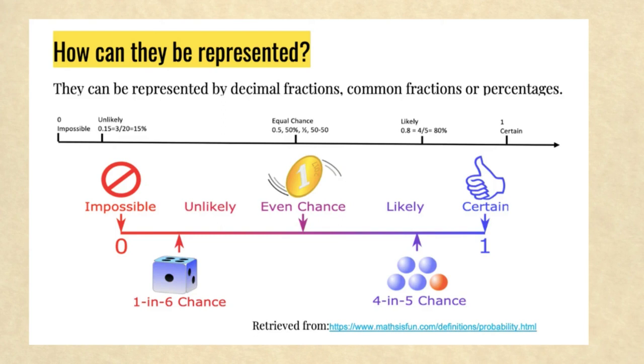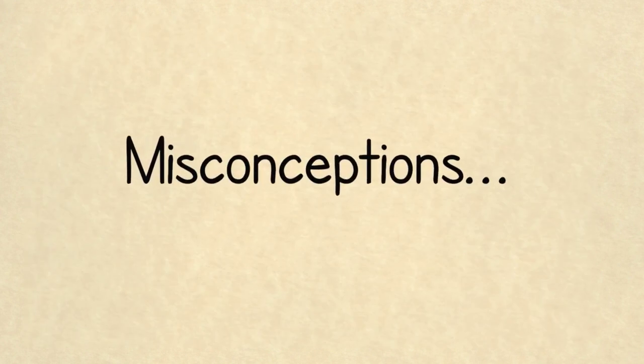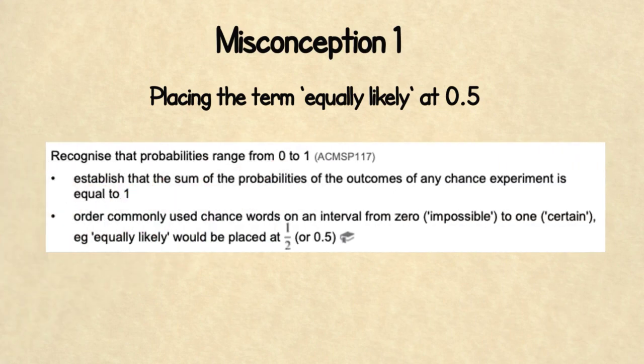Other examples are displayed. It is important for teachers to know some common misconceptions around this topic and avoid them when teaching. One misconception is that students place the term equally likely at 0.5 on the number line, as found in the syllabus. However, it is important to remember that the term equally likely is not necessarily used only when referring to 0.5, but also for different values that represent the same chance.